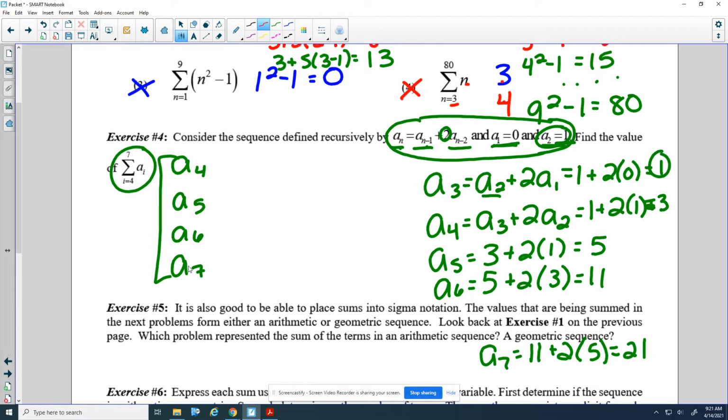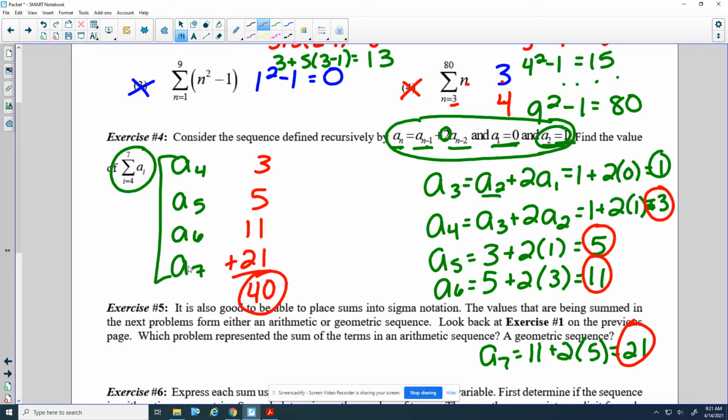So what am I adding up here? I'm adding up a sub 4, a sub 5, a sub 6, and a sub 7. So that's 3 plus 5 plus 11 plus 21. So if I add those numbers up, that gives me 40.